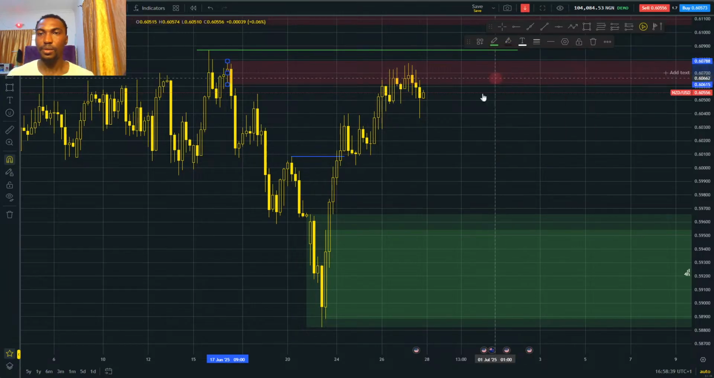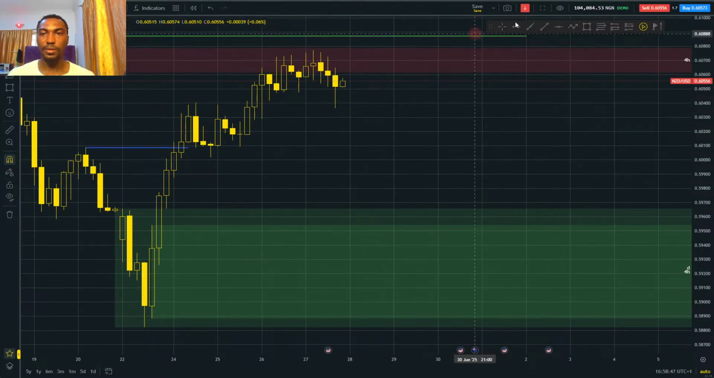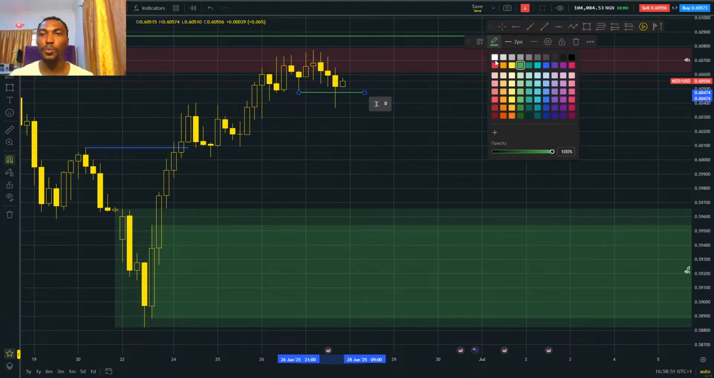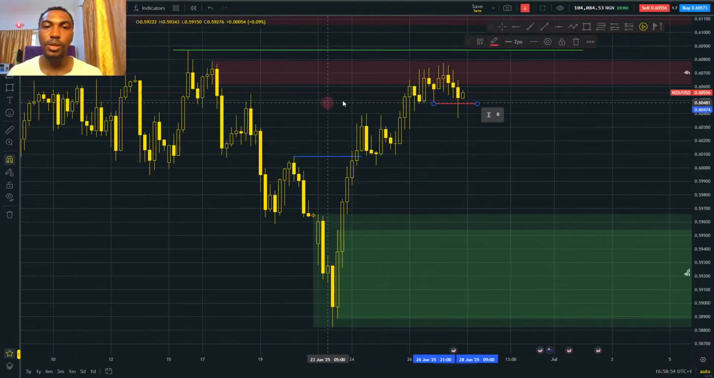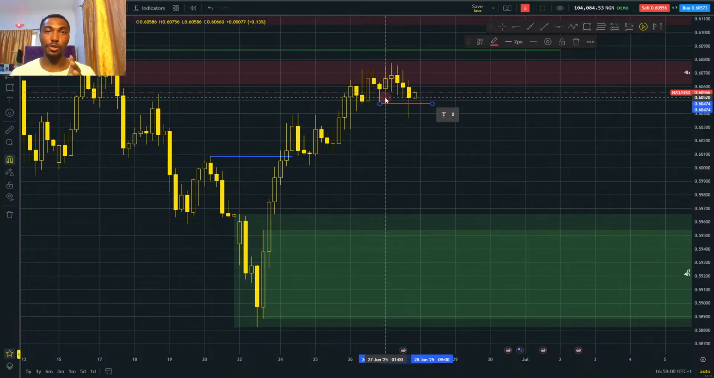Now you can see how on the 4 hours we are able to find a clear reason why price should be coming down. And why do I say this is why price is coming down? I need a clear close below this low. So if price closes below this low, why am I aiming for this low? So on the lower time frame, this is what's happening. And I'm going to show you on the lower time frame immediately.